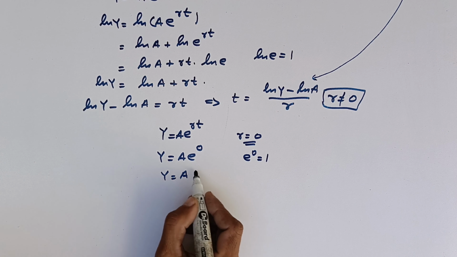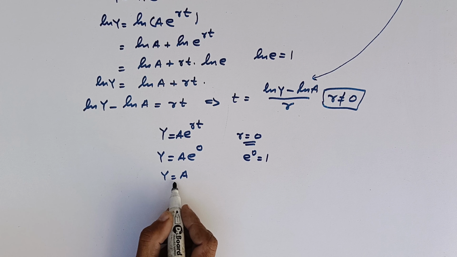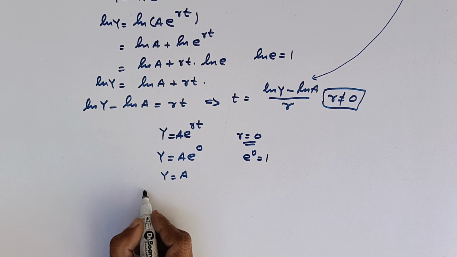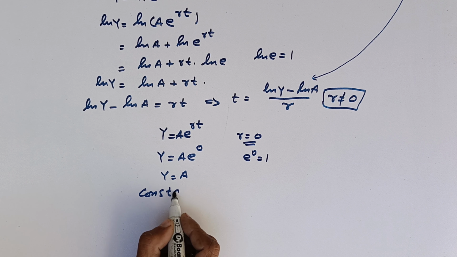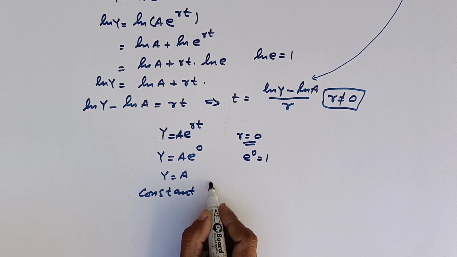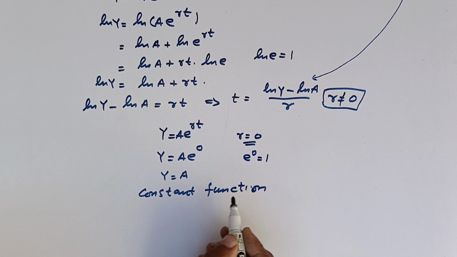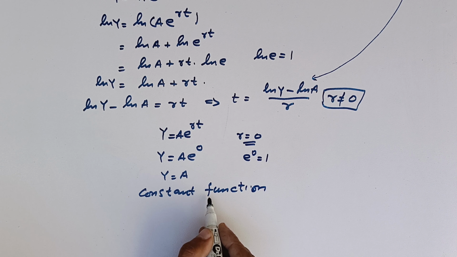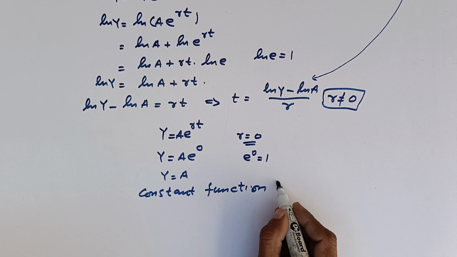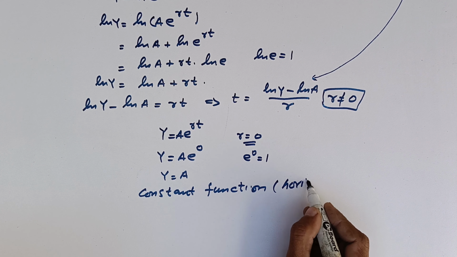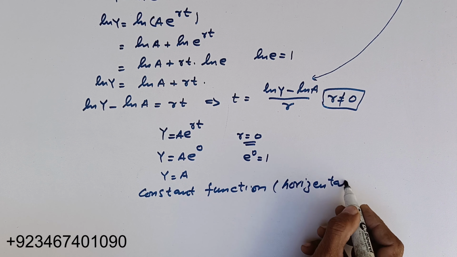And what about the meaning of this function y equal to a? That is a constant function. And further, that is a horizontal intercept, we can say that is a horizontal intercept.